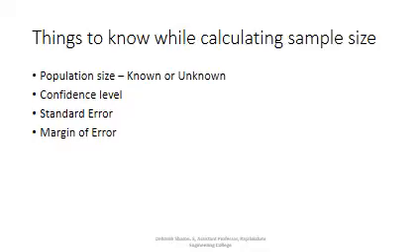And before determining or calculating sample size, we need to know about certain things. First is population size. Do we know how much is the actual population that we are going to take for our study? Is it known or unknown? Second thing we need to know about is the confidence level. Third is standard error, and fourth is margin of error. We'll be seeing about this in detail.